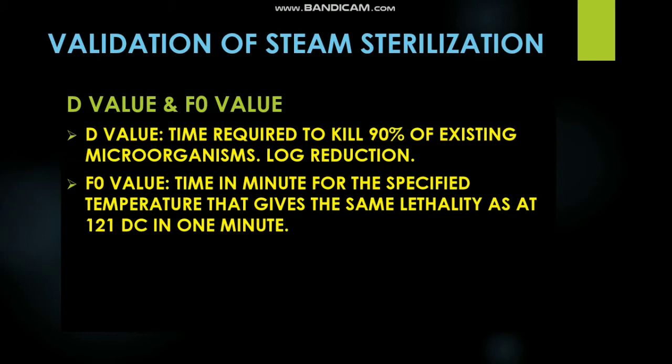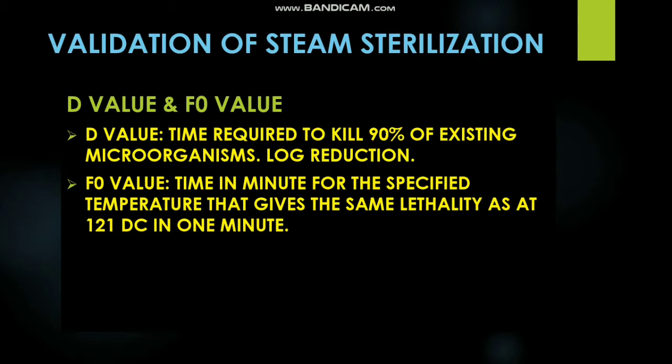Then D value and F0 value. When we are talking of the sterilization process, these are the two important terms which come across. D value. What is D value? D value means the time required to kill 90% of the existing microorganisms. This is also called one log reduction.